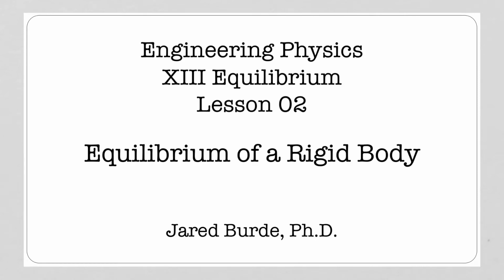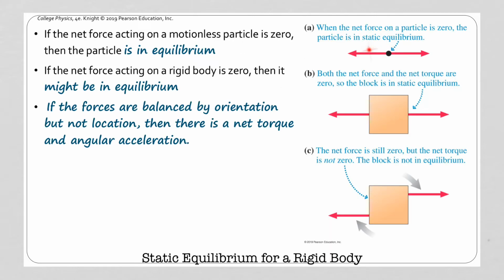Here we're going to expand our idea of equilibrium to a rigid body, that is to say an extended object where the forces would be applied in more different places than just in a particle, where they'd all be at the same spot. If we have a particle with zero net force acting on it, then that particle is in equilibrium. We've seen that before. Basically, if you have two forces acting against each other, they just cancel. If you have an extended object with zero net force, so you have two forces here that are canceling, this might be in equilibrium. This one here is in equilibrium.